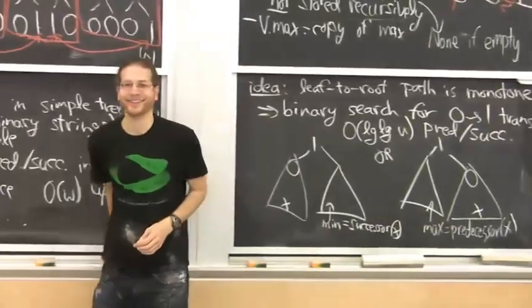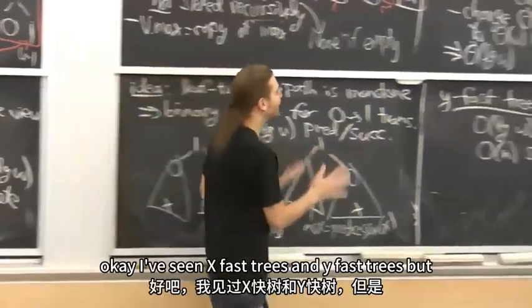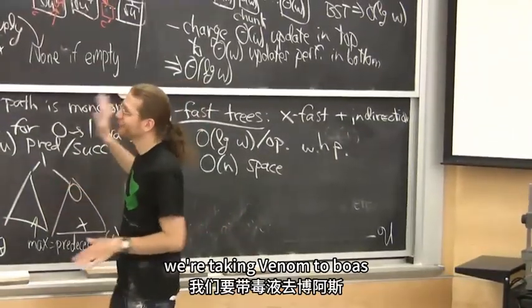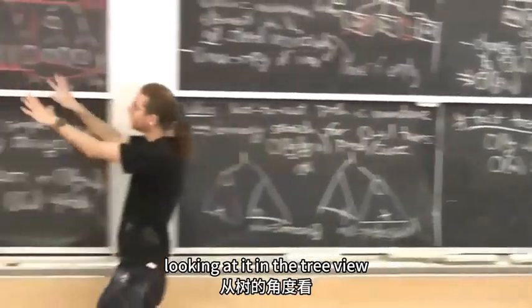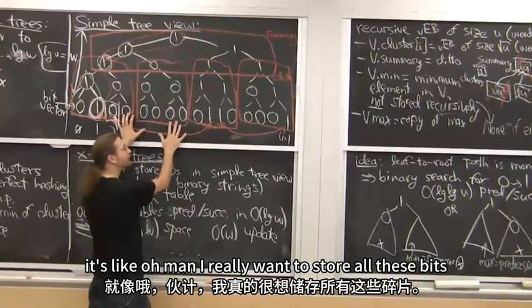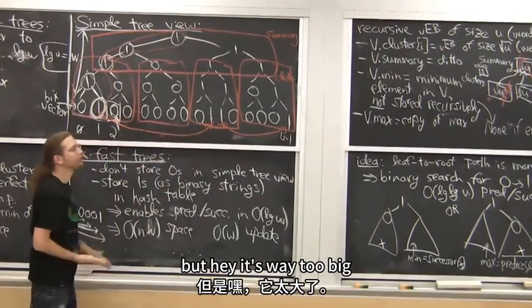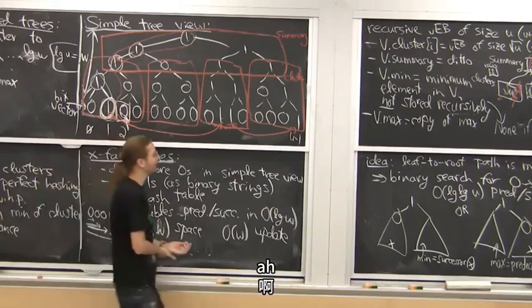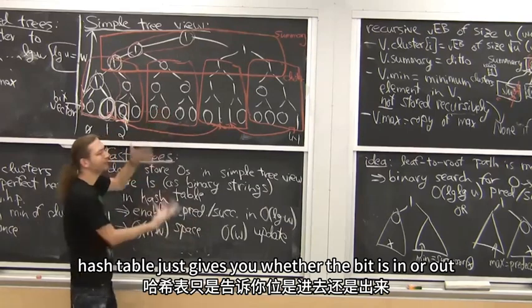Isn't that neat? I've never seen this before. I mean, okay, I've seen X-fast trees and Y-fast trees, but it's really just the same. We're taking van Emde Boas, looking at it in the tree view. You can see where Willard got this stuff, right? It's like, oh man, I really want to store all these bits, but hey, it's way too big. Just don't store the zeros. That means we should use a hash table. A hash table just gives you whether the bit is in or out.